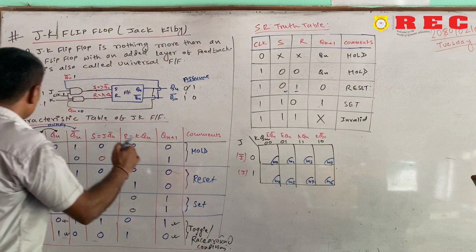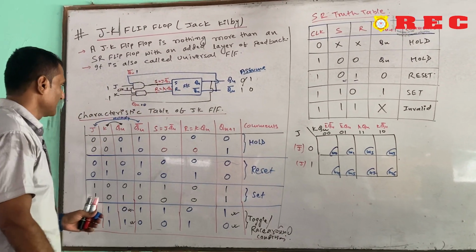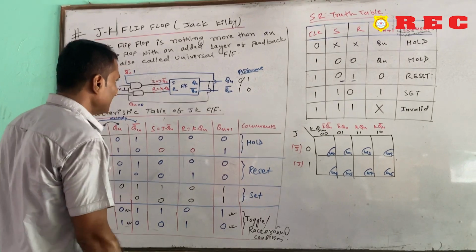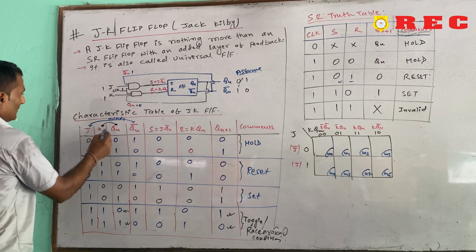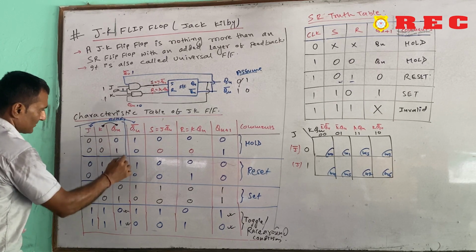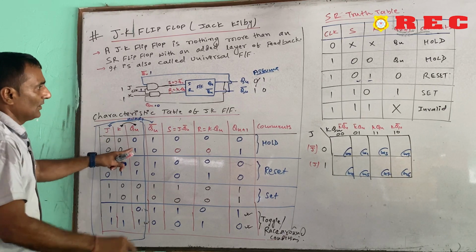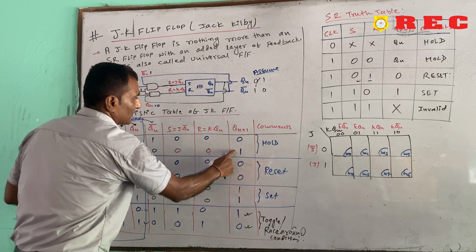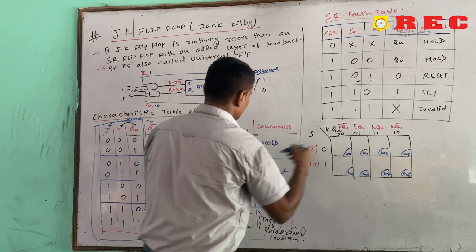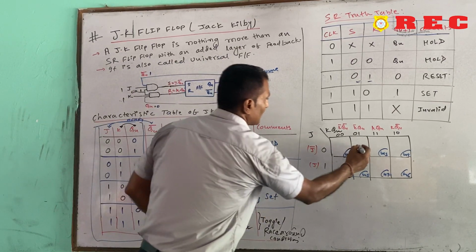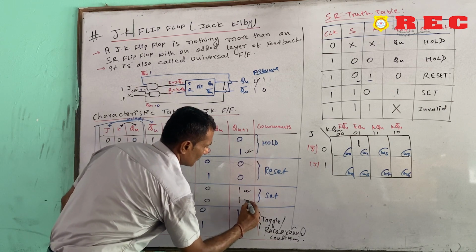So, now with the help of this characteristics table, we should put the values in this K map. When J K Q n is 0 0 1, in the 1 number we will mark it as 1. So, here will be the 1; we have to see this output, this output, this output.